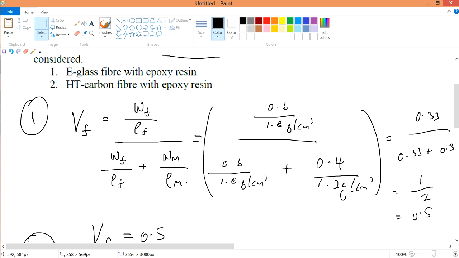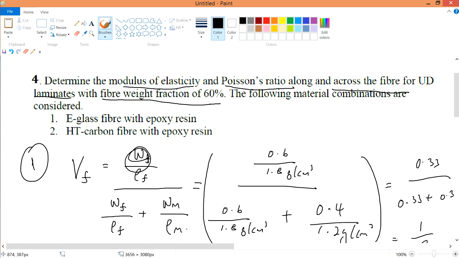And therefore this is exactly what I've said just now. This is the fraction of the fiber, this is the fraction of the matrix. So you add them all together, this is the full composite, and fiber divided by the full composite will give you the volume fraction of your fiber. Hopefully this is all clear. So the weight fraction is 0.6 or 60%. 60% is 0.6, and 1 equals 100%, which is the whole composite. Hopefully this is pretty clear.